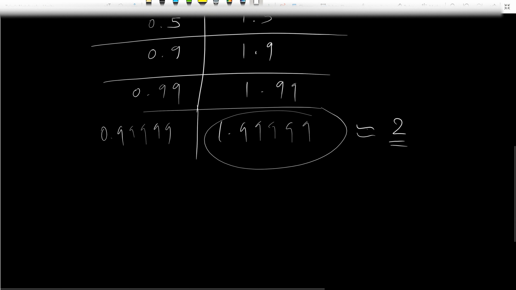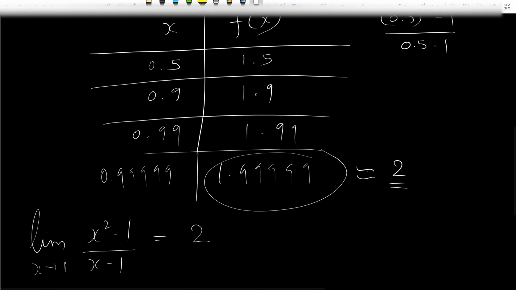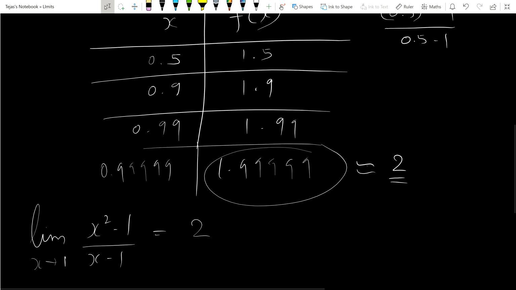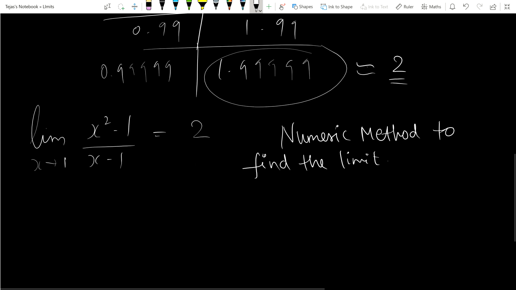So what we can say is the limit of x tends to 1, x square minus 1 upon x minus 1 is equal to 2. So this, by putting the values which are closer and closer to x, is called the numeric method to find the limits. There are more methods, we'll discuss it later. So as you can see, the limit of x square minus 1 upon x minus 1 is 2 here, right?